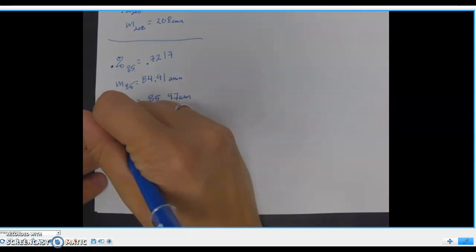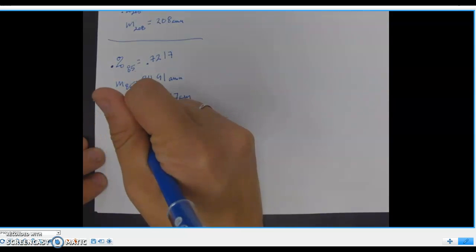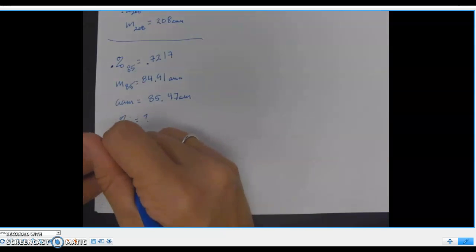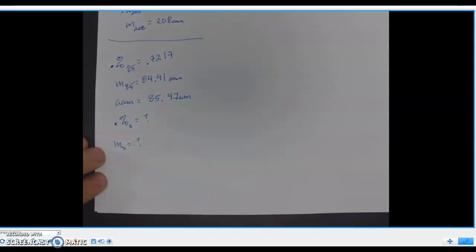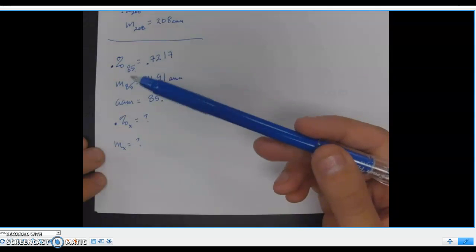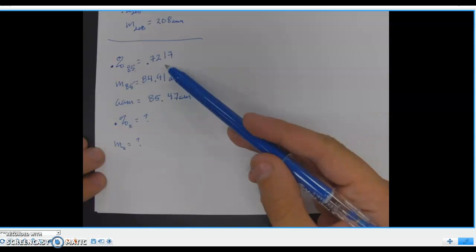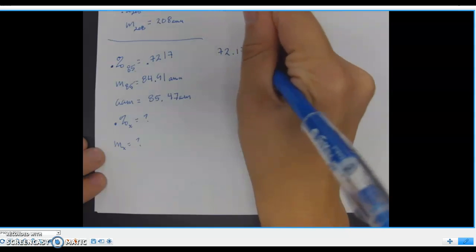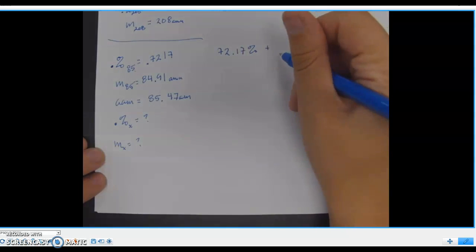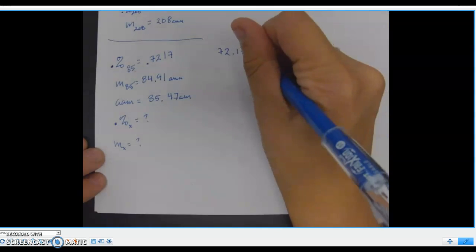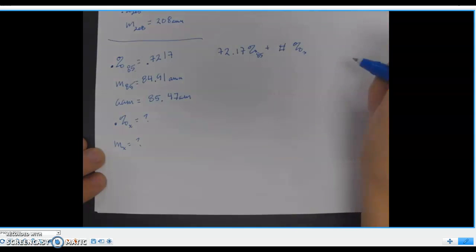So we want to know what the percentage is of this other isotope, and we want to know what the mass is of this other isotope. Okay? So the first thing we should note is that since there's only 2 isotopes, these percentages, like the first one was 72.17%, well, if I add that to the percentage of my unknown isotope, that should equal 100%.